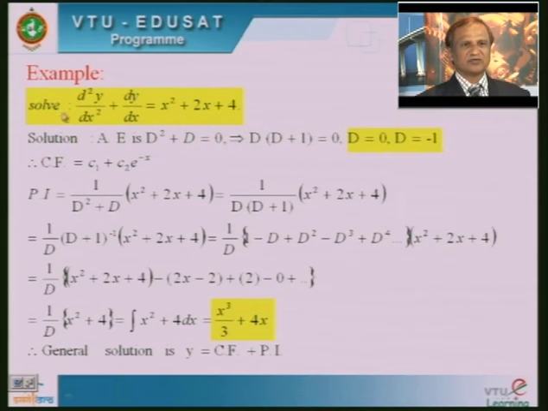Is it clear? Now, you observe in the given example, it is given that d square y upon dx square plus dy by dx is equal to x square plus 2x plus 4. Is it clear? It is a polynomial. So, now we can find the general solution of this equation. When we talk about the general solution of a non-homogeneous equation, it is a non-homogeneous equation. How do you say that? Because the right hand side is not equal to 0, that is why it is a non-homogeneous equation.